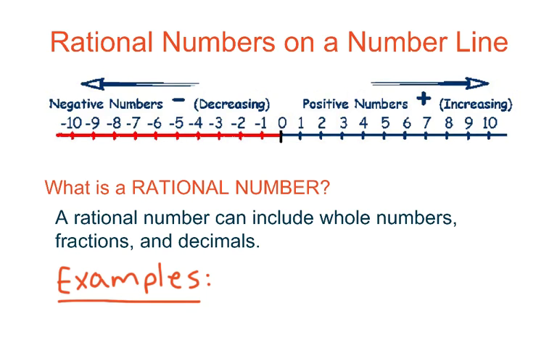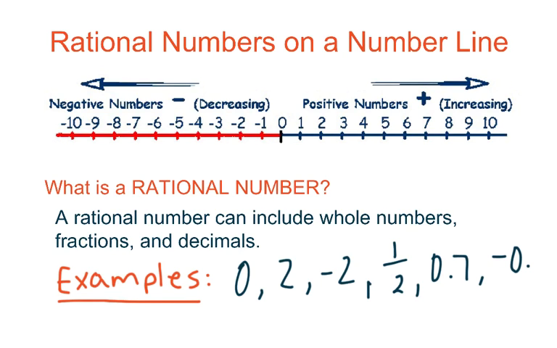A rational number can include whole numbers, fractions, and decimals. So some examples could be 0, 2, -2, 1/2, 0.7, -0.2, -1 1/2, etc. So you'll see that you have both positive and negative numbers that are rational numbers. You also have whole numbers, fractions, and decimals.